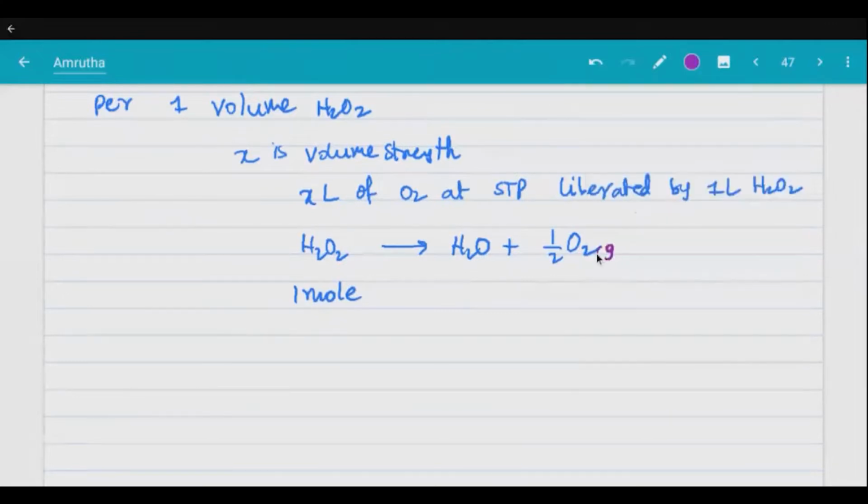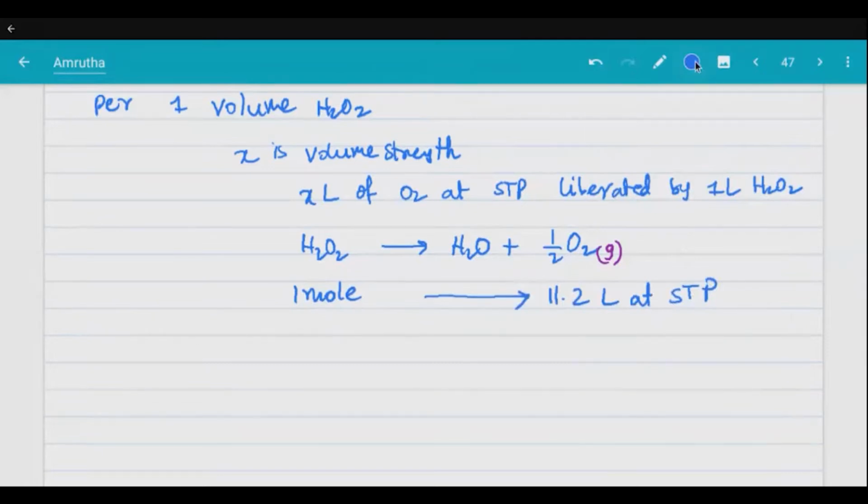Oxygen is a gas at room temperature, and even at STP it is a gas. Now, how much volume is occupied by this gas at STP? Half mole means how much volume? 1 mole means 22.4 liters, so half mole is 11.2 liters at STP.